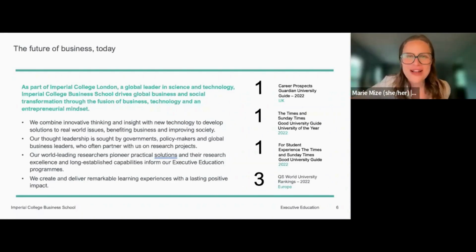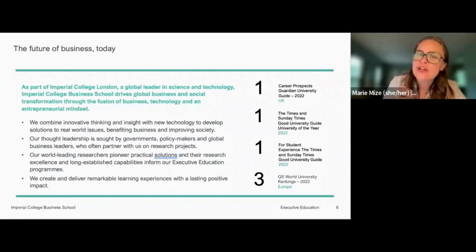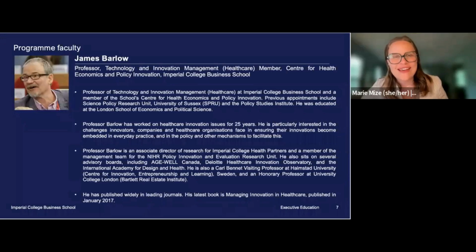And you can see here on the right of your screen some of the stats here at Imperial. Number 1 in career prospects by Guardian University Guide. The Times and Sunday Times Good University Guide ranks number 1 in 2022, number 1 for student experience, number 3 in World University rankings. So a lot in store here for you. Rankings are rankings, doesn't really mean a whole lot. Really what you're looking for here is who are your course faculty? What is the content? How is it delivered? And is this the right fit for me? And that's what we're going to showcase for you here on this session.